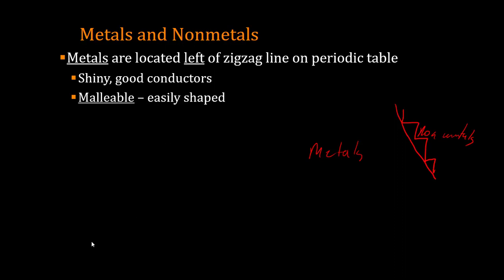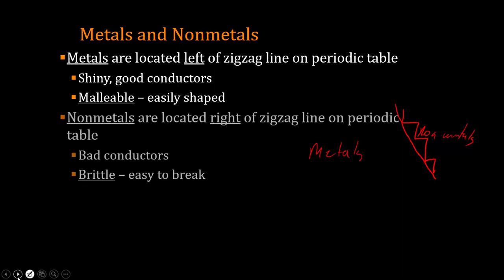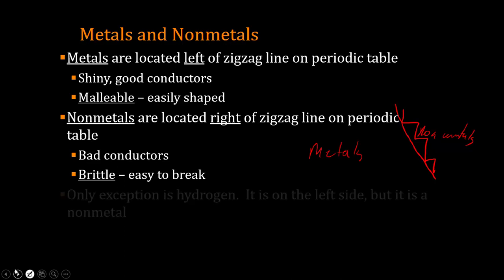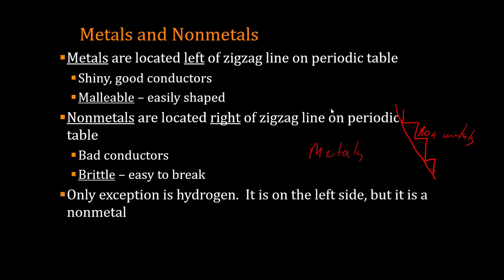But in general, metals are shiny. They're good conductors of electricity, good conductors of heat, and they're malleable, which means when we hit them, they bend. They can be easily shaped, as opposed to non-metals, which tend to be poor conductors and brittle, and many of them are actually gases at room temperature. But the solids that we do have tend to be brittle and poor conductors. Hydrogen is the only thing on the periodic table that's on the left side.